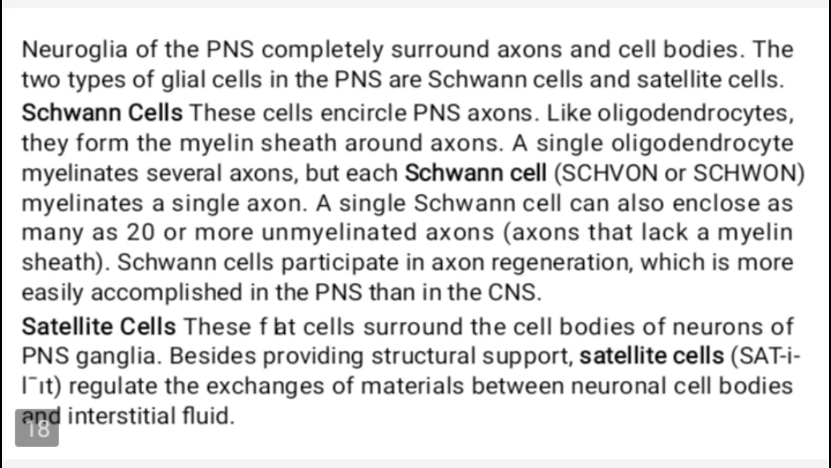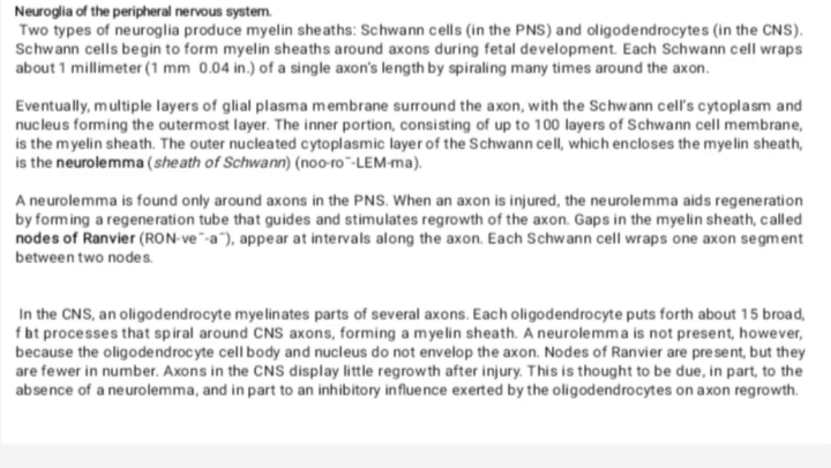Satellite cells are flat cells that surround the cell bodies of neurons of peripheral ganglia. Besides providing structural support, satellite cells regulate the exchange of materials between the neuronal cell body and the interstitial fluid.